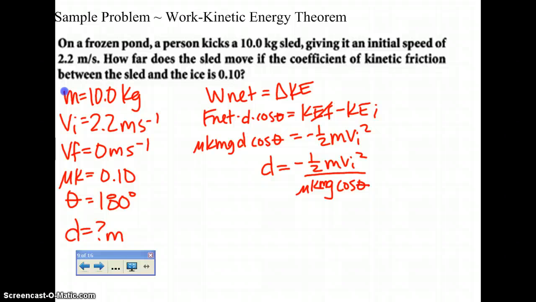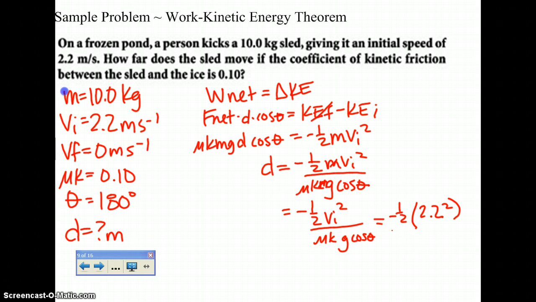Well, the m's cancel out. You don't even need them there. So we're really using negative 1/2 vi squared over mu k g cosine theta. I'm going to go right here just so we can save some room. So you have negative 1/2. Your vi was a 2.2, that's being squared. Your mu k is 0.10. Your g is 9.81. And your cosine theta is 180 degrees.